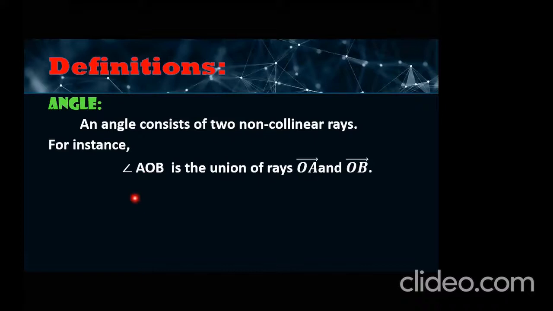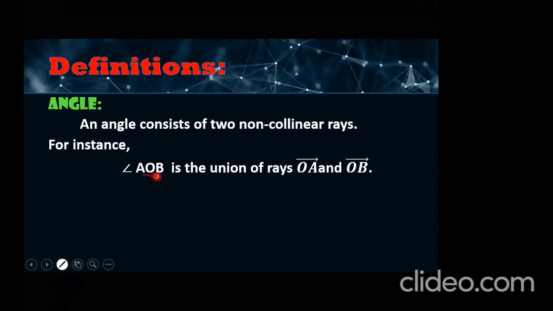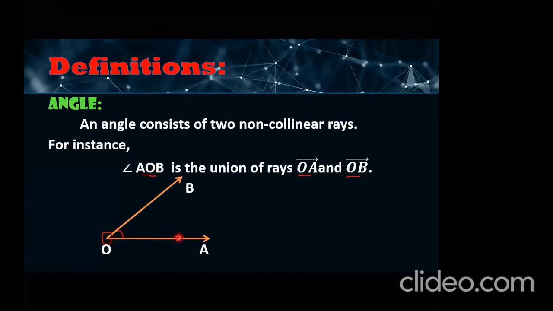For instance, angle AOB is the union of rays OA and OB. Now, which is angle AOB? This one. Just suppose this one. How many rays are there? Two rays. This is ray OA and this is ray OB. This is the union. At one point they are joining with each other, so this is called the intersection point, or you can say the vertex. As you can see, these two rays are not on one line, so these are two non-collinear rays. So the union of two non-collinear rays is called an angle, right?